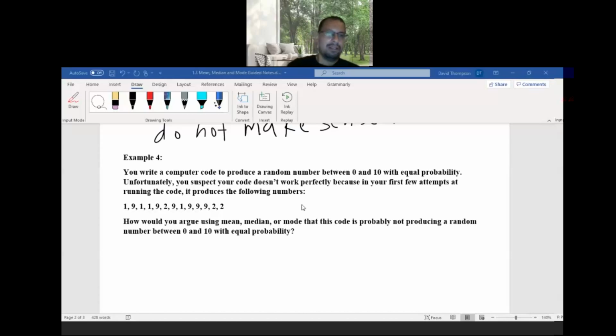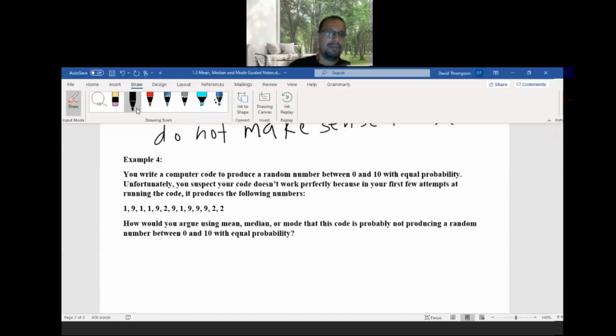So let's first find the mean. We just add all the numbers together. So 1 plus 9, etc. And there are 13 numbers. So we add all the numbers on the top: 1 plus 9 plus 1 plus 1 plus 9 plus 2 plus 9 plus 1 plus 9 plus 9 plus 9 plus 2 plus 2. And that gives us 64 on the top.